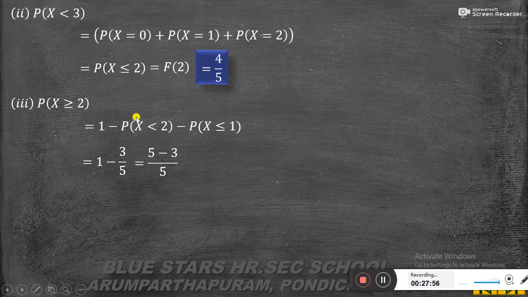But you don't need to take this step. For the probability of x greater than or equal to 2, you take the values 2 and above: probability of x equal to 2 plus probability of x equal to 3 plus probability of x equal to 4. You write all the probability values and add them. The answer is not 4 by 5, 2 by 5 is the answer. That means the probability of x greater than or equal to 2 is 2 by 5.